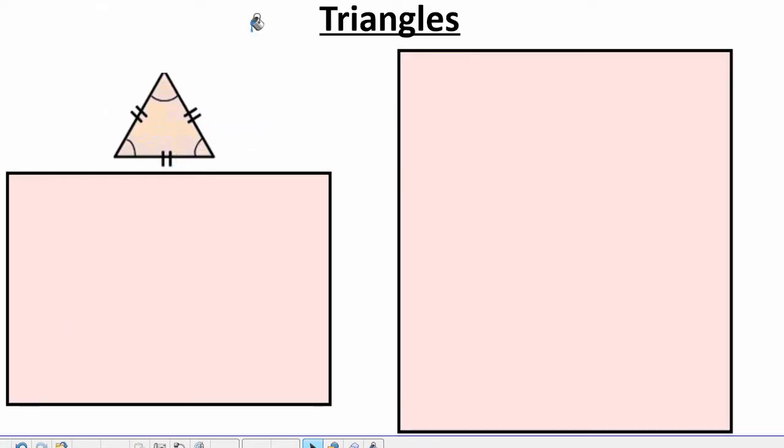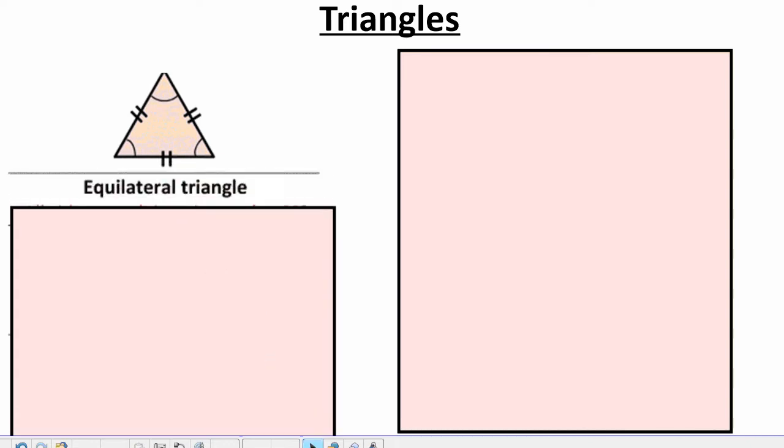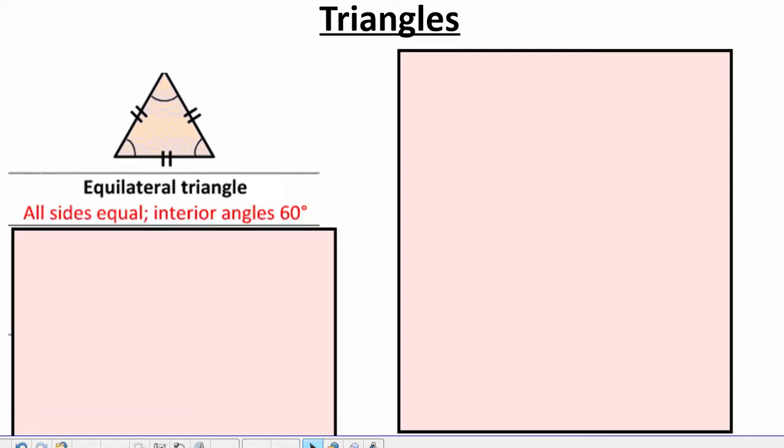Okay, on to triangles then, specifically into triangles. So triangles obviously three sides, three angles. If, as we can tell here by our notation, it's got two lines on each line, or even one line on each line, it means that all the sides are the same, all the angles are the same, and we just looked at that, what that's called, an equilateral triangle. So an equilateral triangle has all sides equal, and the interior angles are all 60.